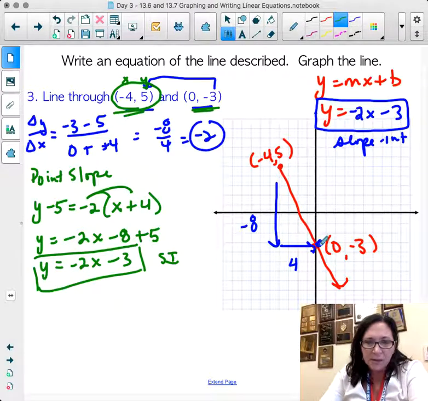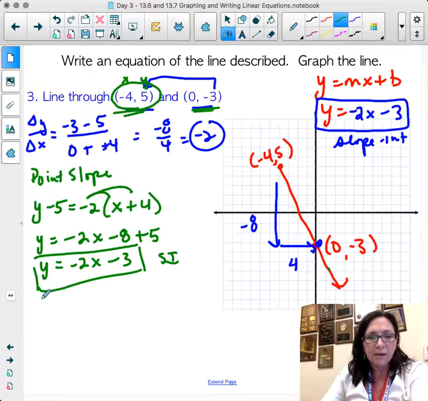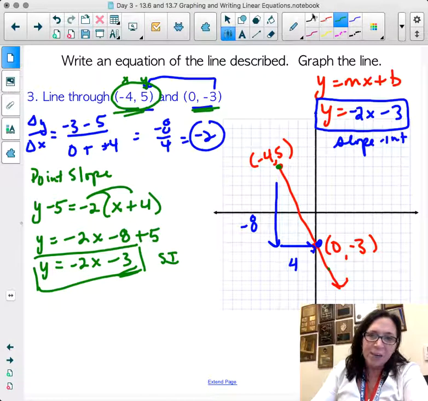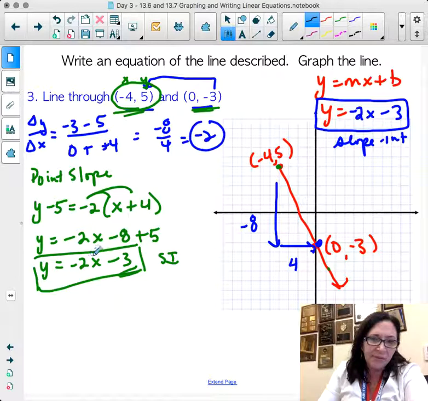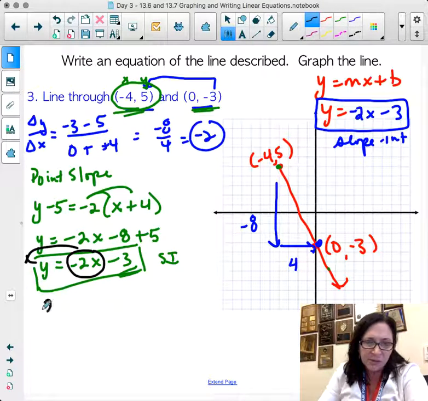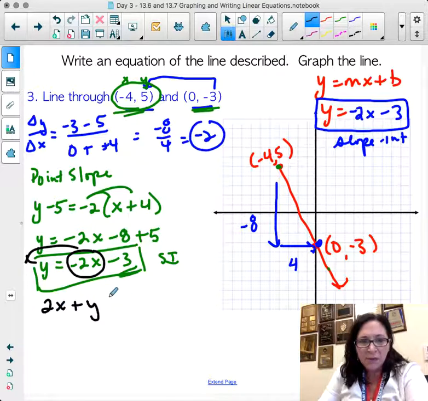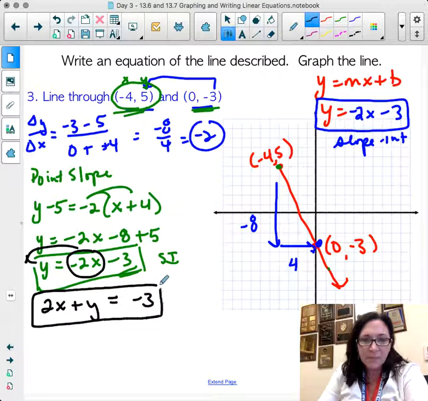And again, down 3, go down 2 over 1. It's the same line, okay? Just a different place to start, where before we started at the point they gave us. Now I'm starting at the intercept. To put it in standard form, all I have to do is take this negative 2x and move it to the other side. So now it's positive 2x plus y is equal to negative 3. Okay?